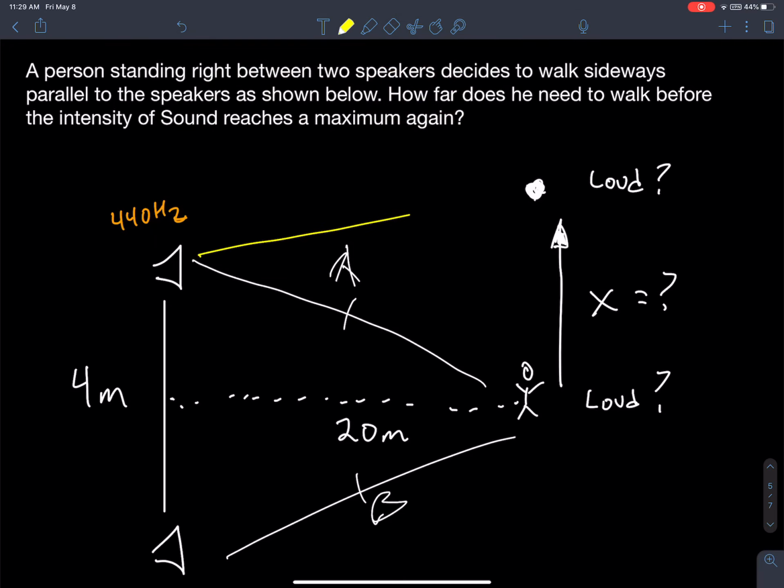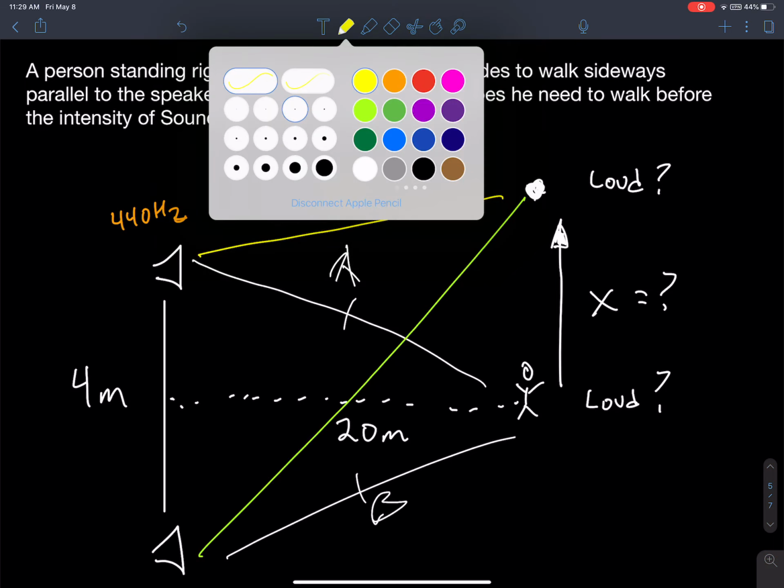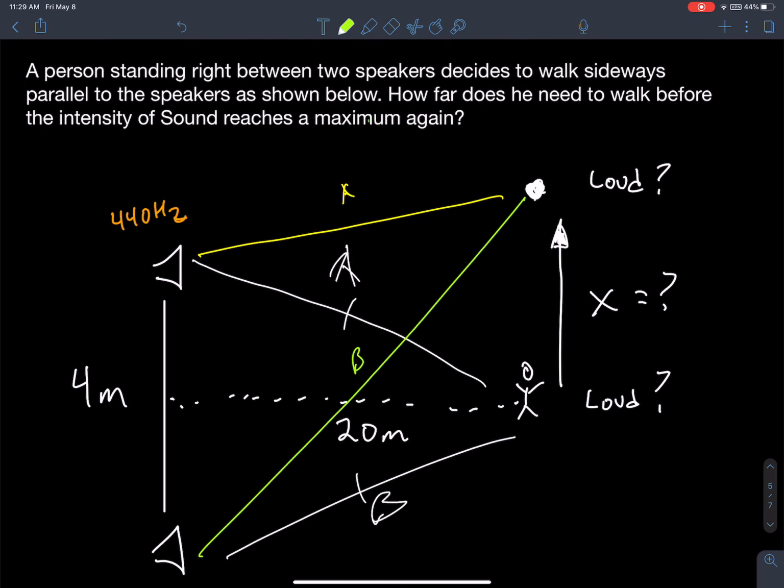Okay, so if I look at that, and then I look at that, here I've got the path length of that, and then the path length of that. If I subtract the length of B minus A, that should be a full wavelength, 0.77 meters, okay? So what we're going to do is try to figure out how we can calculate that.